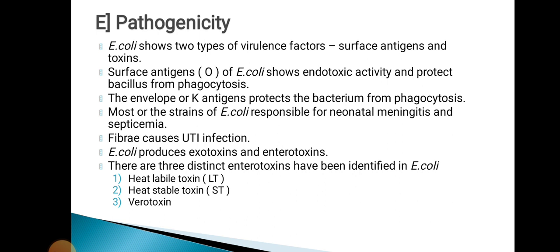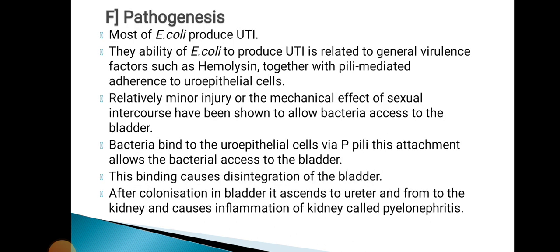E. coli produces exotoxins and enterotoxins. There are three distinct enterotoxins that have been identified in E. coli. The first one is heat labile toxin, the second one is heat stable toxin, and the third one is verotoxin.